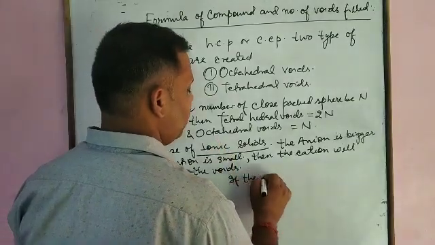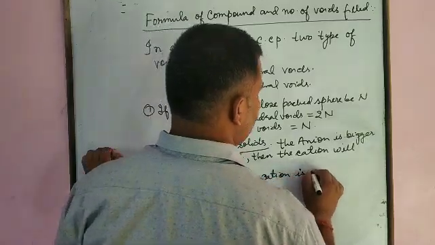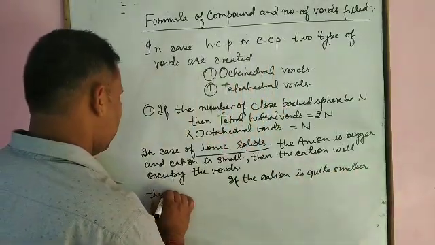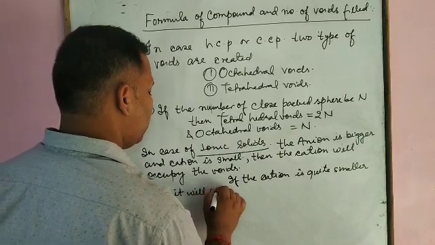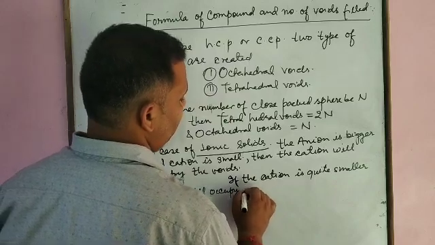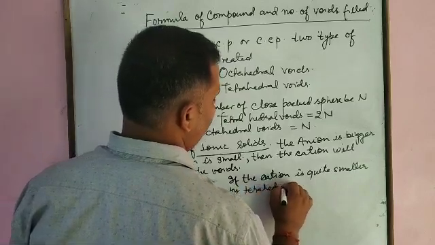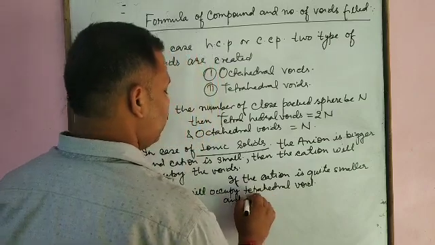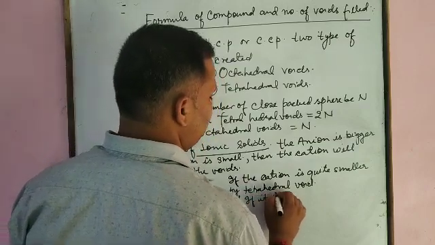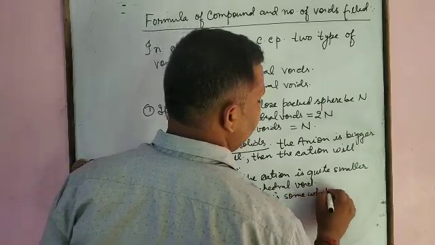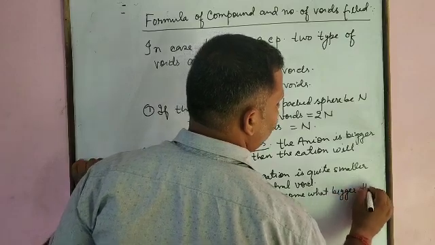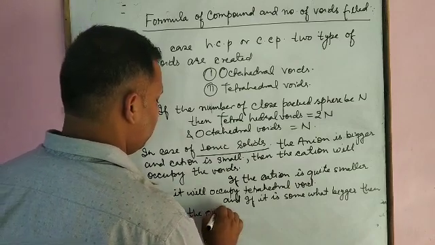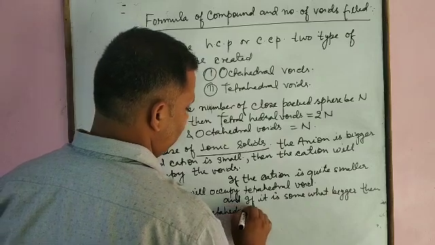If the cation is quite smaller, then it will occupy tetrahedral voids, and if it is somewhat bigger, then it occupies the octahedral voids.